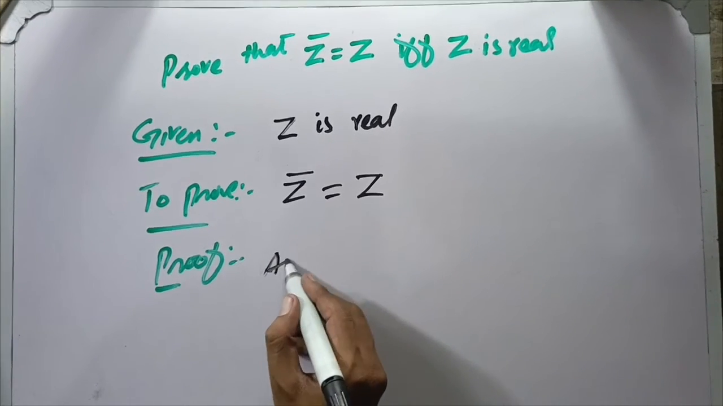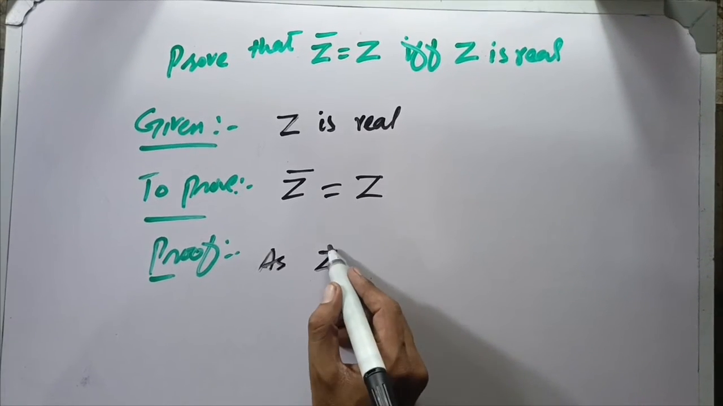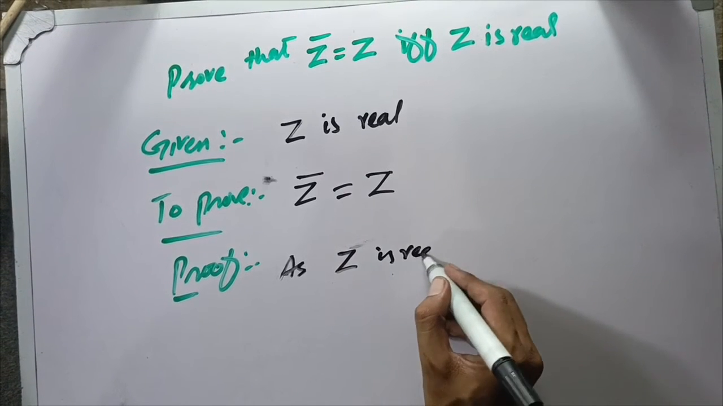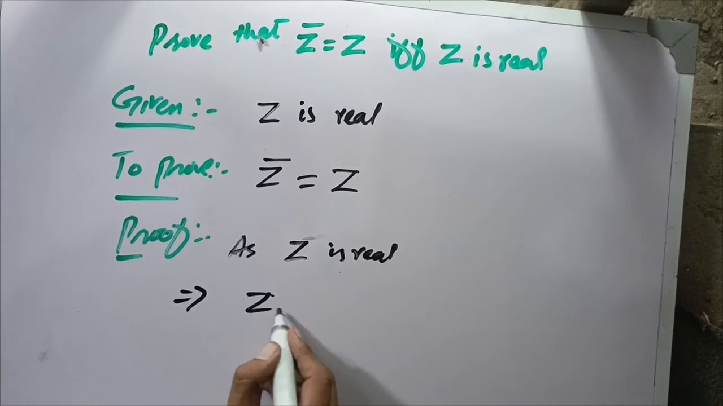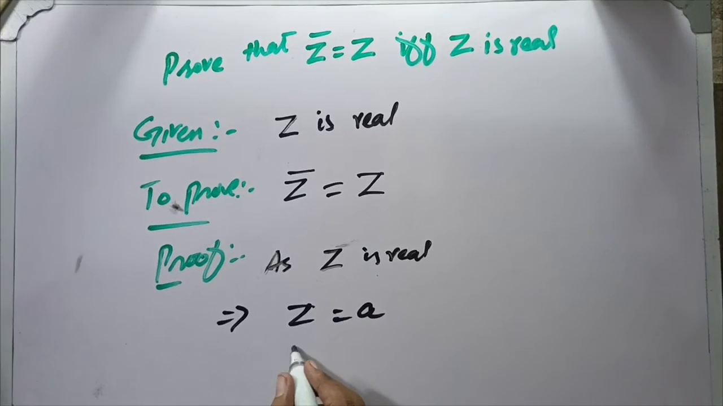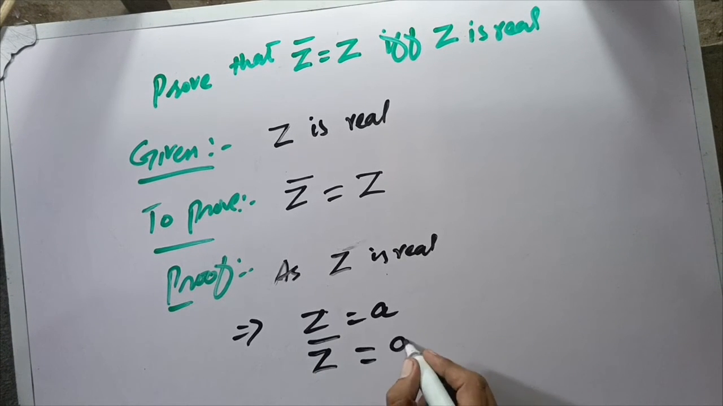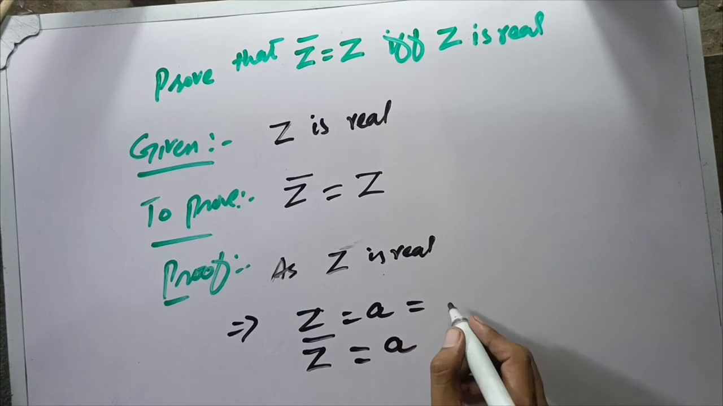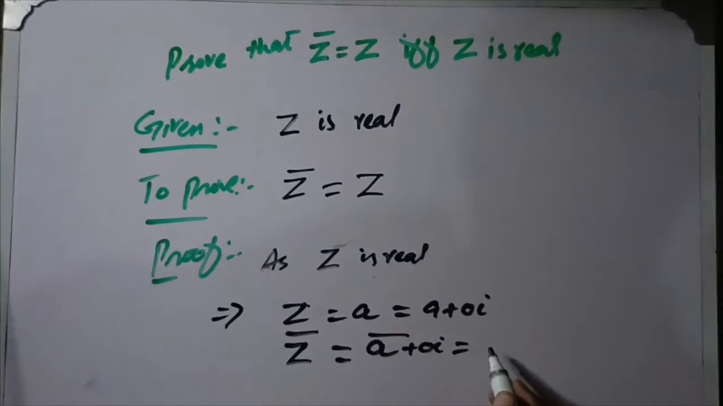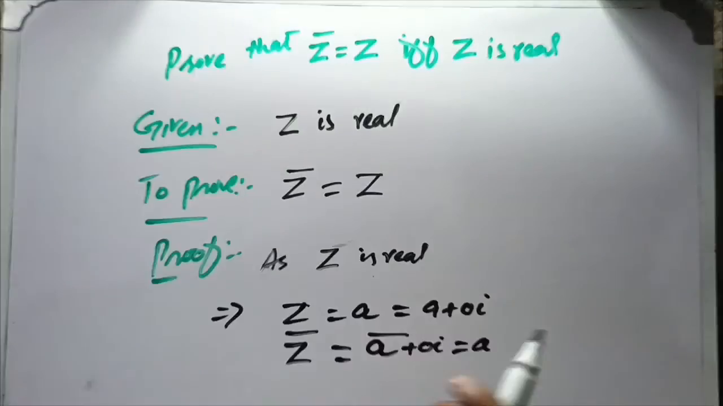Now as we are given that z is real, this implies that z is equal to only a. If z is equal to a, it means that the conjugate of z is equal to a, since a can also be written as a plus 0 iota. So the conjugate of a plus 0 iota is equal to a.